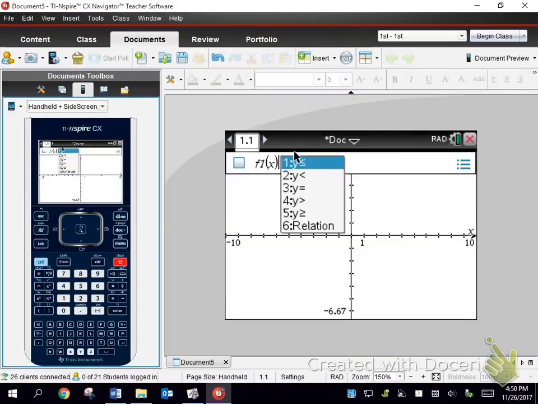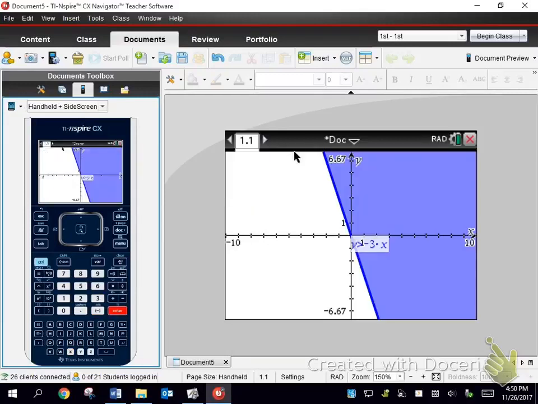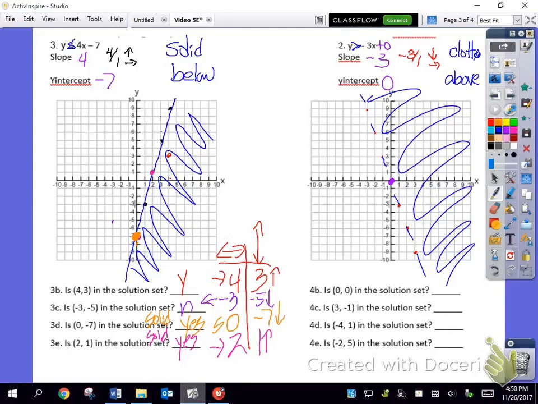Now, again, I'm going to graph that just to make sure, and delete to get rid of that, and that says greater than, so that would be number 4. So y is greater than negative 3x. And that's what it looks like. It passes through 0 and it shades to the top. So now I want to see which points fit in, if they match or not.